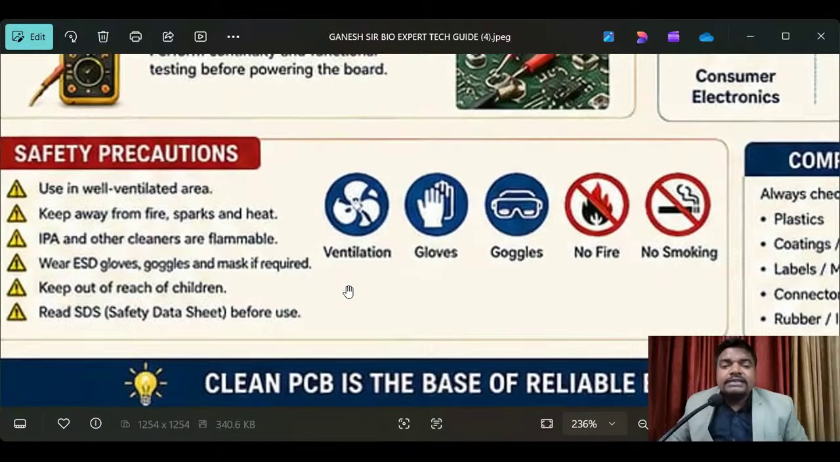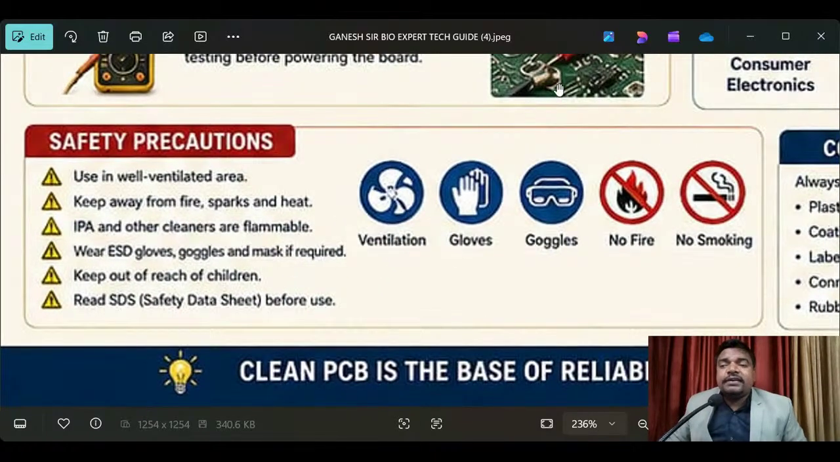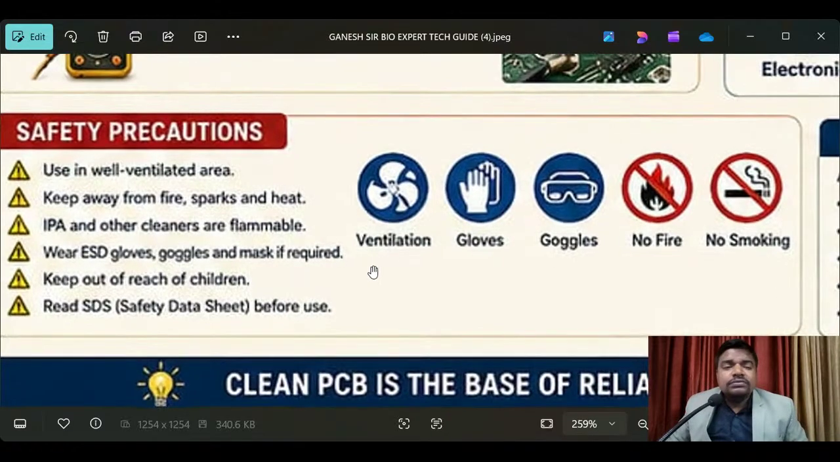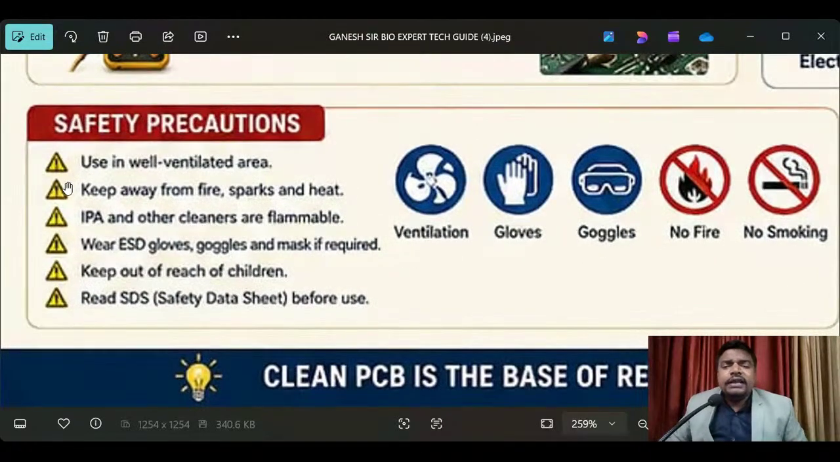See here, safety precautions. I'm going to show these pictures here. Biomedical engineers, subscribe now. Safety precautions here. See, these are the symbols you have to keep in your mind. My dear biomedical engineers, when you see these symbols, you have to understand that these are dangerous.